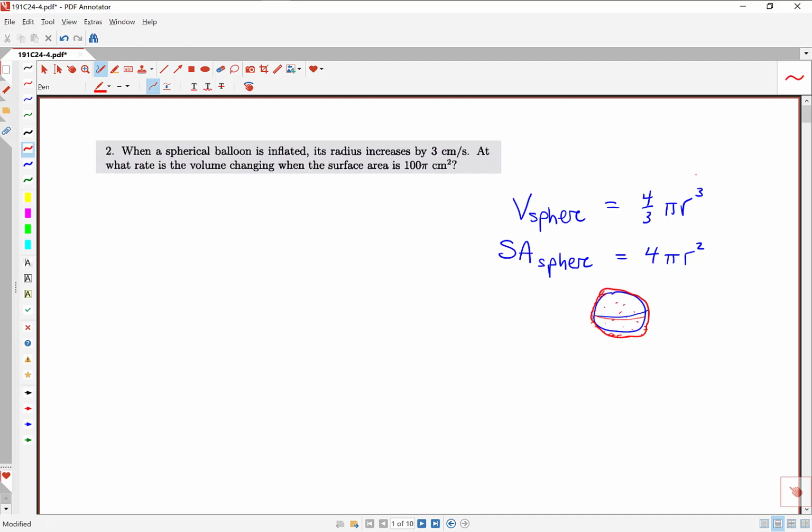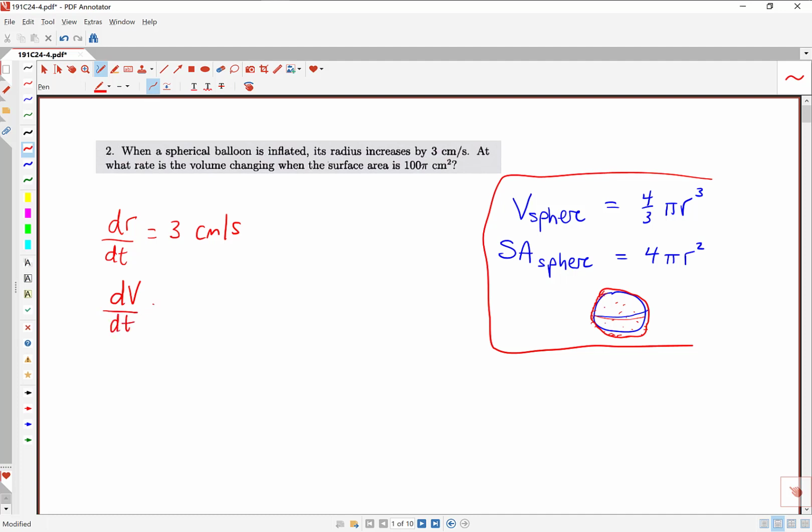So that's just a little aside to make sure that we're comfortable with the formulas that we need going into this problem. So let's try to pull some of the information out of the problem. We know that the radius is increasing. So that's the rate of change of the radius with respect to time, which is 3 centimeters per second. And we want to know at what rate the volume is changing. So that's the rate of change of volume with respect to time that we're trying to find. And we want to do that when the surface area is equal to 100 pi. That way we've pulled all the information out of the question and we do not need to read the question anymore.